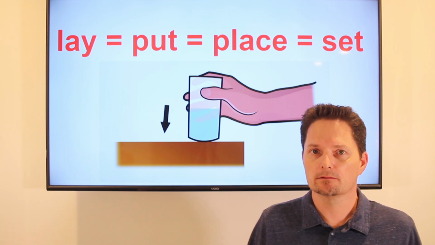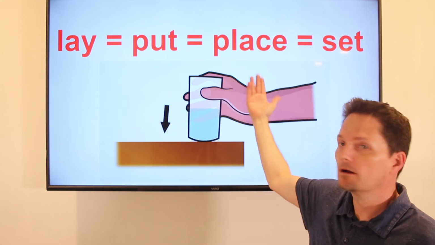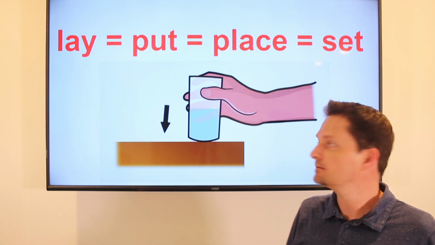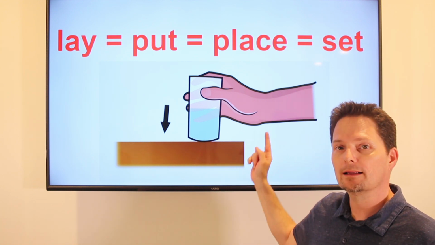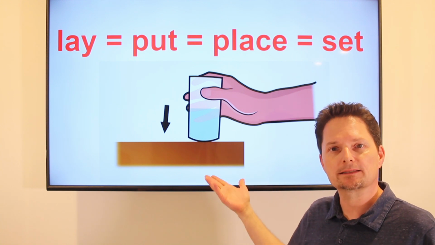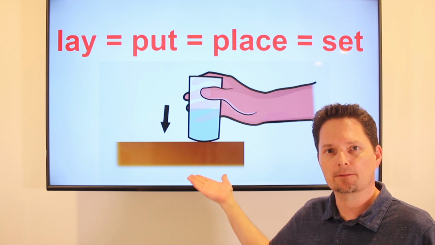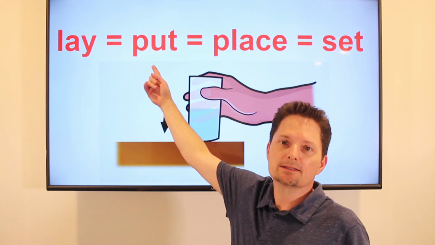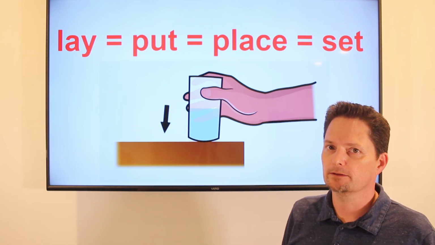So what is confusing is lay has another meaning. You can use lay for put. It's the same as put, the same as place, the same as set. So I can say, put the glass on the table, or lay the glass on the table. Or place: please place the glass on the table. Or set: please set the glass on the table. They're all the same, but put is the most common. The others are more formal and not so common.